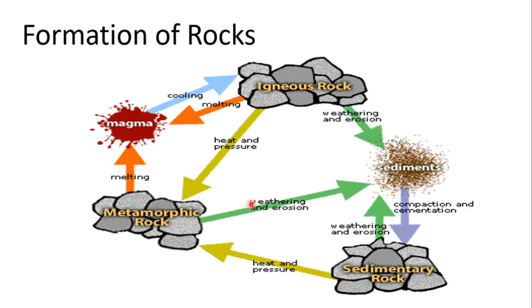Now there are three kinds of soil-forming rocks: igneous rocks, sedimentary rocks, and metamorphic rocks. Igneous rocks are formed due to cooling of molten magma or lava. Examples are granite, diorite, basalt, etc. Then sedimentary rocks are formed by deposition of weathered minerals.